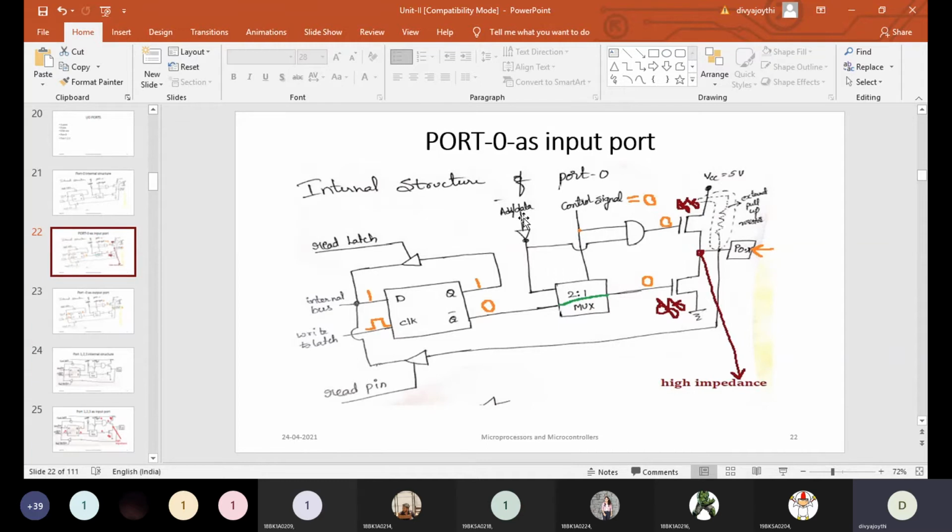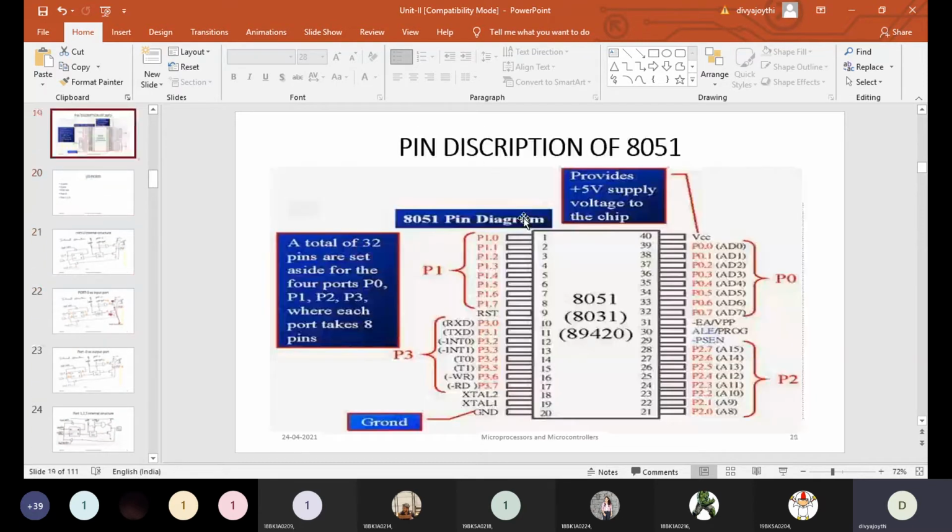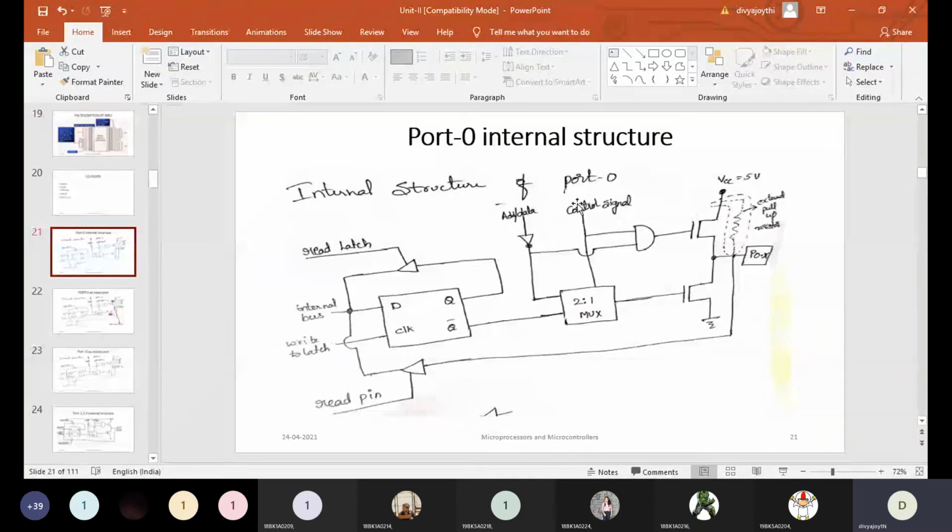Here I want to discuss one thing. If you look into the pin diagram of port 0, the pins from 32 to 39, even though they act like port 0 pins, have been multiplexed with address and data lines. Port 0 pins are multiplexed with address and data lines. That is the reason the structure has address and data lines. Even though you are configuring it as an input port, we need to decide whether it is acting as an input device or output device, or whether those pins are carrying address or data.